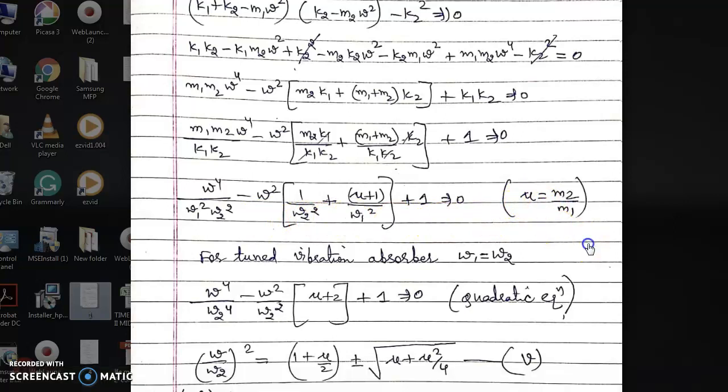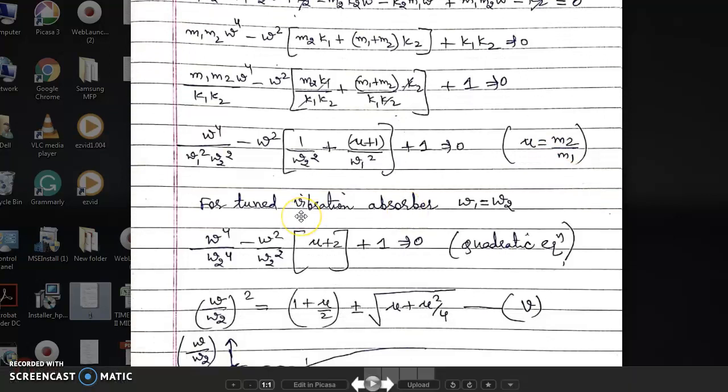Okay. Now I am assuming my vibration is tuned. For this condition I want tuned vibration so that I can reduce the vibration to 0. In every case we used tuned vibration. What do you mean by tuned vibration? Omega 1 is equal to omega 2. What is omega 1 here? Natural frequency of the main system. Omega 2 is natural frequency of our absorber system. If they both are equal, it means our vibration absorber is tuned.